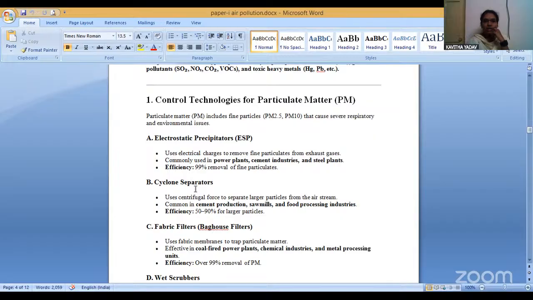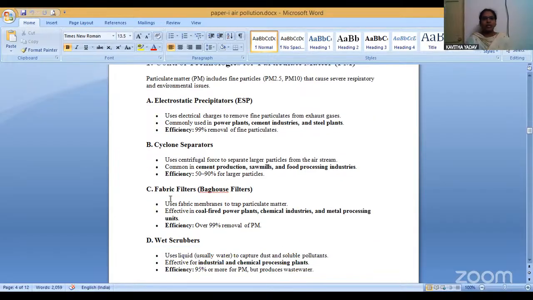Then coming to the next one, cyclone separators use centrifugal force to separate large particles from the air stream. They are common in cement production, sawmills, and food processing industries. These are the most useful ones. The efficiency of cyclone separators is 50 to 90% for the larger particles.